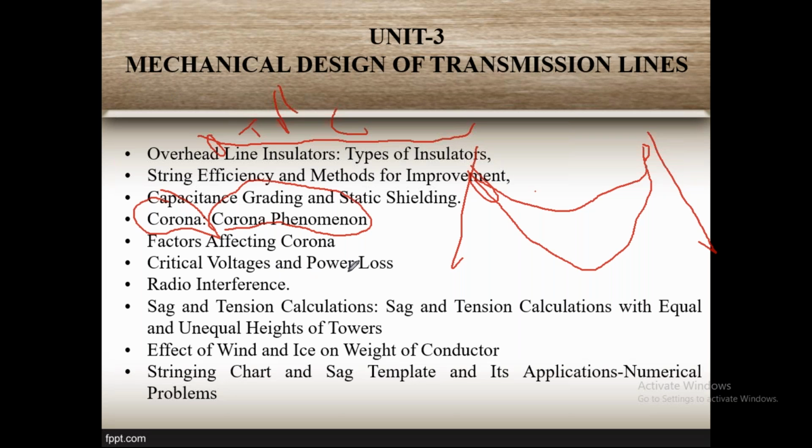Next one is critical voltage and power loss. When corona loss occurs in the transmission line, these losses will occur, that is critical voltage and power loss. These are the topics we are going to study in the third unit.